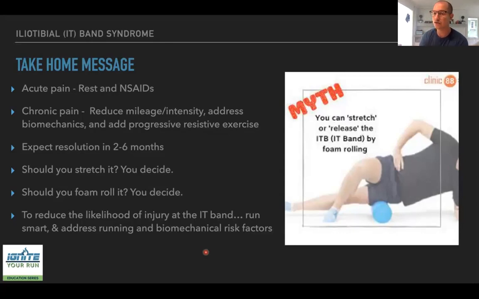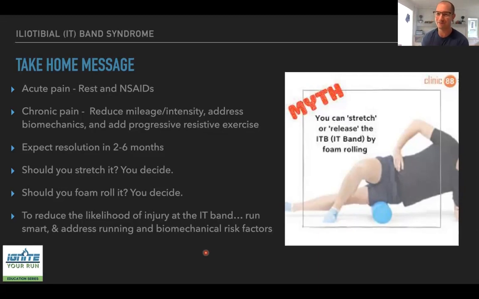And then obviously also adding some kind of progressive resistive exercise. How do we load this area, load the surrounding tissues to build up tolerance to load, to improve strength, improve stabilization? There's a lot of different things we need to consider, from the foot all the way up to the core and spine. Expecting about 2 to 6 months.